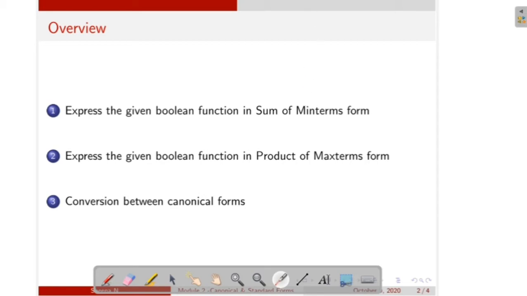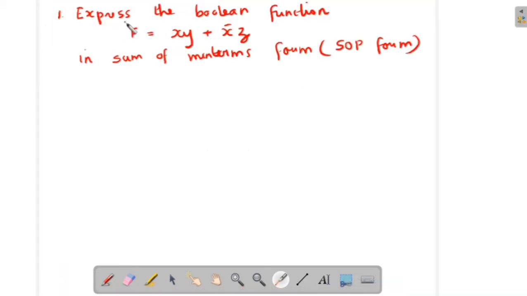Okay, so first example, express the boolean function f is equal to xy plus x bar z in sum of minterms form or SOP form. So to express this function f is equal to xy plus x bar z into SOP form, first we analyze the function and find out which are the variables of the given function. Here the variables are x, y and z. There are three variables.